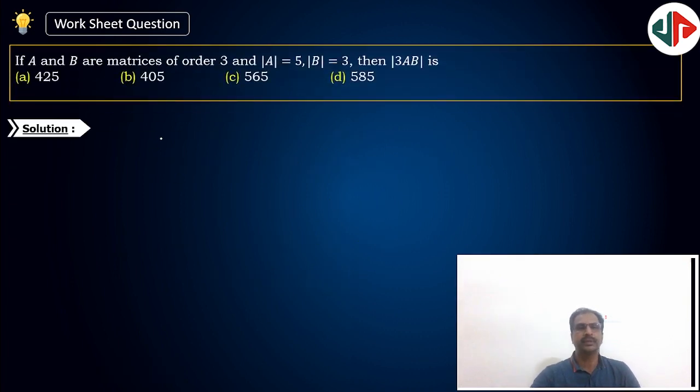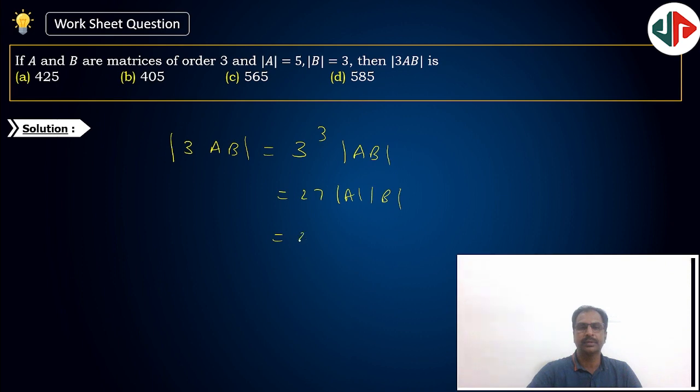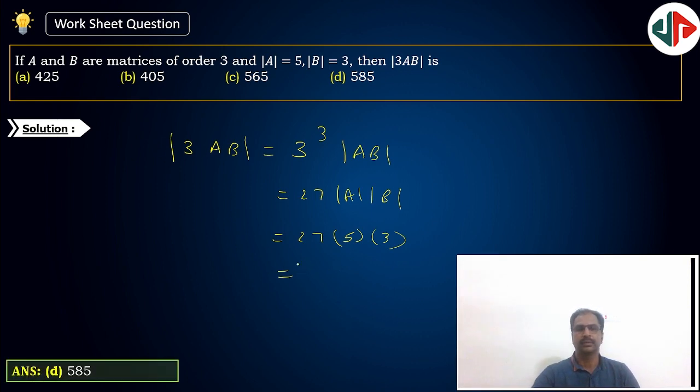Next, if A and B are matrices of order 3 and det A is equal to 5, det B is equal to 8, then what is det of k into A? K power n into det A. What is det of AB? Det A into det B. That is equal to 27 into 5 into 3. Simplify that, we will get 585. Option D. Det of k A is k power n into det A. Det of AB is det A into det B.